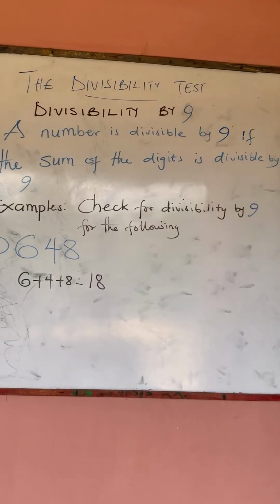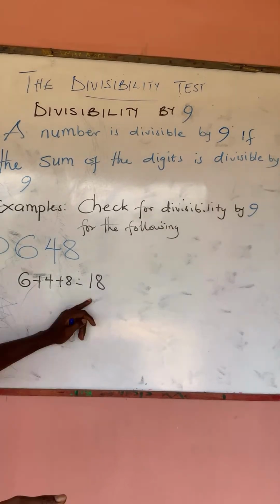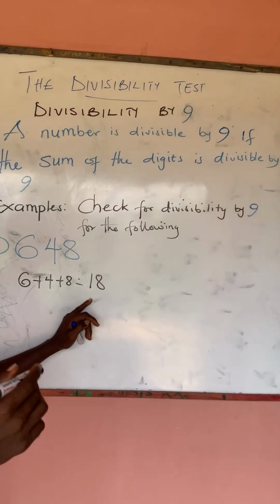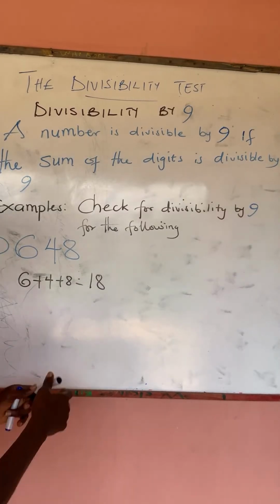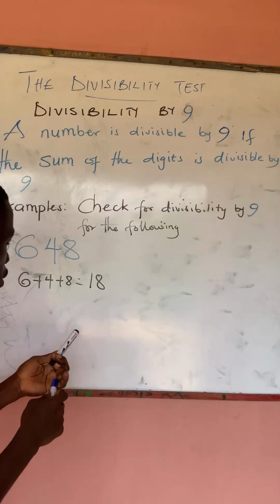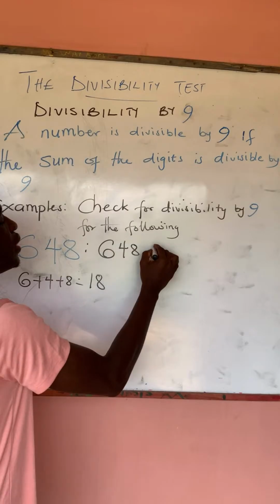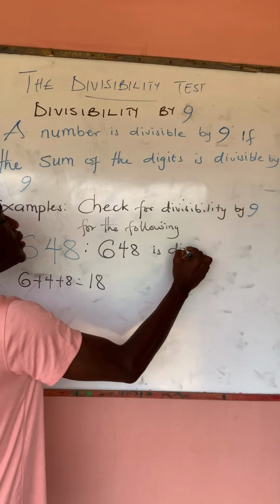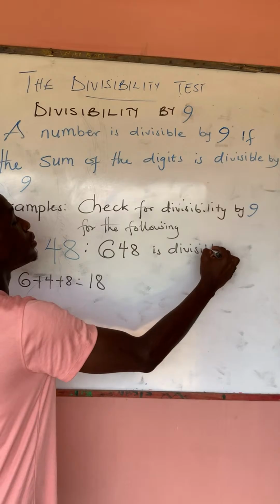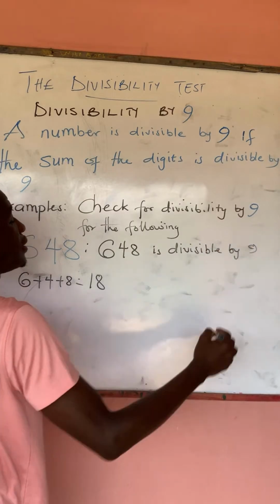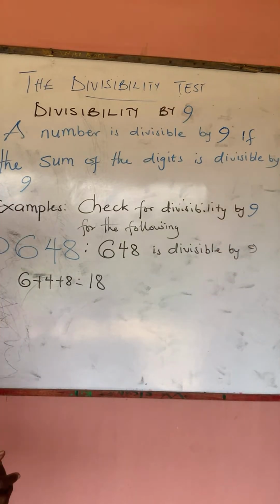Because 9 can divide 18 2 times. Because 9 times 2 is 18. So since 9 times 2 is equal to 18, you conclude that 648 is divisible by 9. Alright?